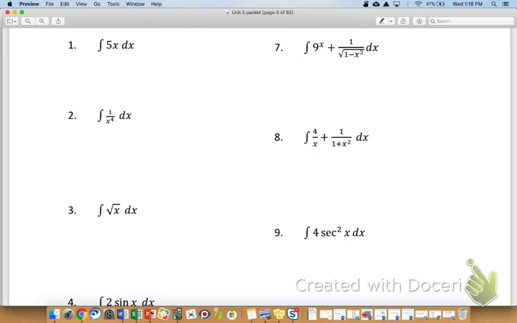Let's take a few more minutes to get as many of these done as we can. Remember, antiderivatives are largely about form. You've got to recognize the form, recognize that what you have in front of you is the derivative of something.